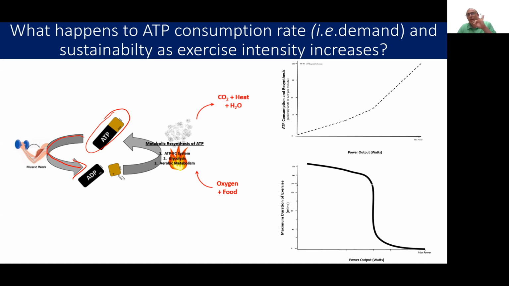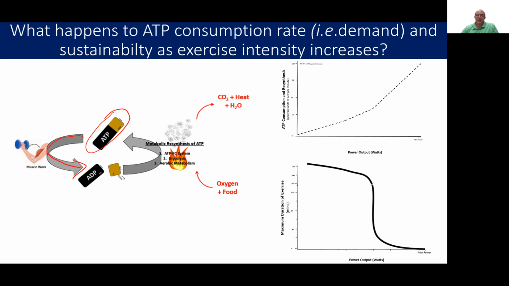We have 3 ways to recycle our ATP. First is with phosphocreatine. Second is with glycolysis, the rapid breakdown of carbohydrates that often forms lactate. And the third is our aerobic metabolism, which requires oxygen to fully break down carbohydrates or fats.